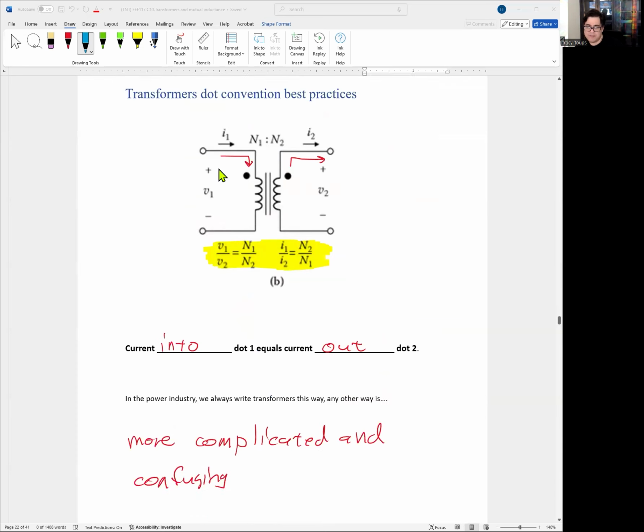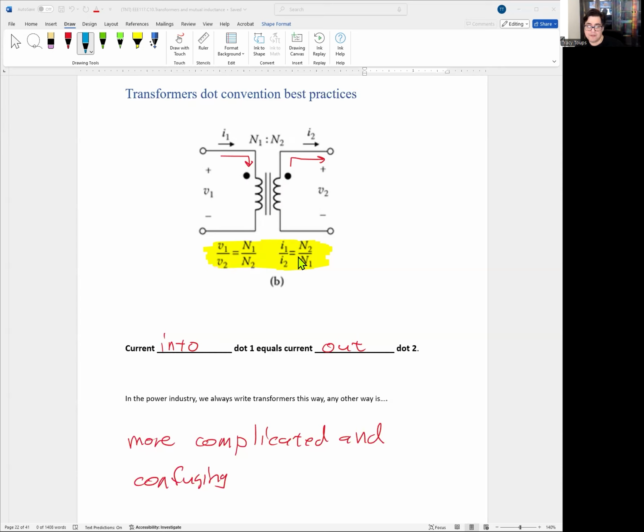Okay, so what's the best practice for dot convention? Let's go ahead and look at the transformer in detail. Current will always go into one dot and will always leave the second dot. That's how I see it. So current into dot one will equal current going out of dot two. Remember, current just passes straight through the transformer every time. Don't make it more complicated than it has to be. Just pin this to the wall and use this model every time. This is what the whole world uses.